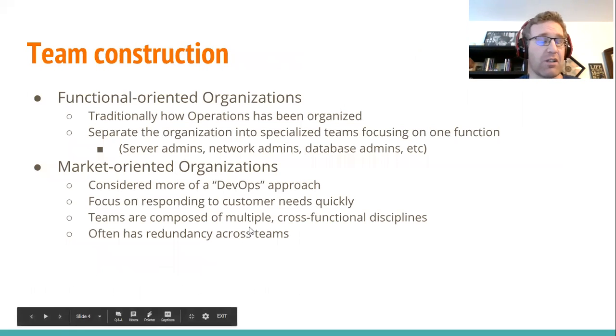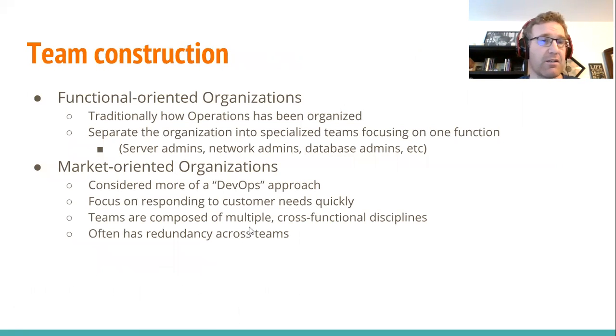In terms of team construction, there are two major schools of thought. You can have functional-oriented organizations or market-oriented organizations. You can also have matrix-oriented organizations, which are a combination of the two, but we won't go into depth on that type of organization for now.